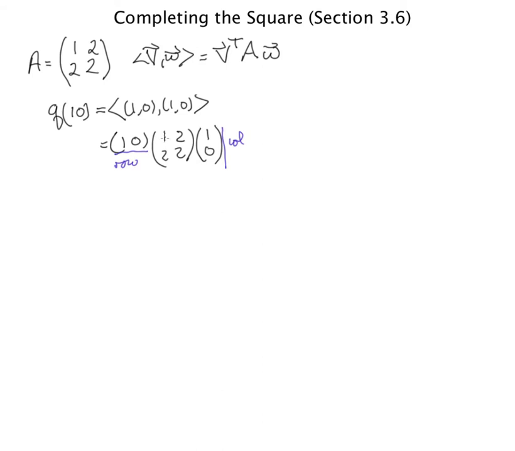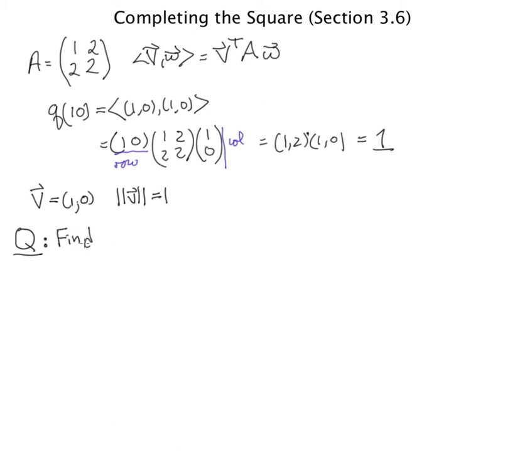So anyway, what is this? This is equal to 1, 2 dot 1, 0, which is 1. So this vector has length 1, which is nice. So let's let V be the vector 1, 0. And so the length of V is 1. So here's a question. I've done this kind of thing before. I'd like you to find a vector W which is orthogonal to it, such that V is perpendicular to W.